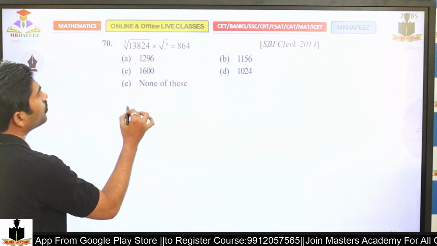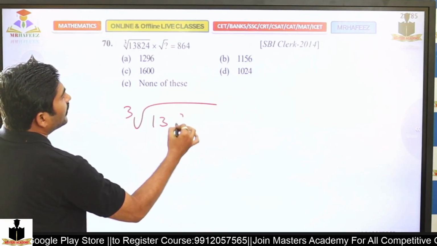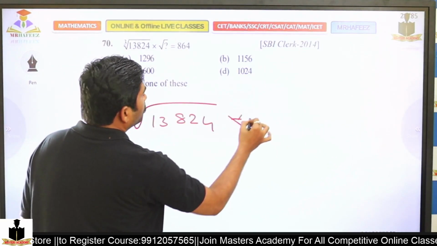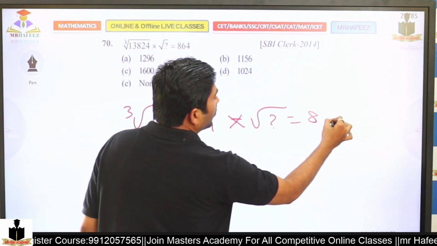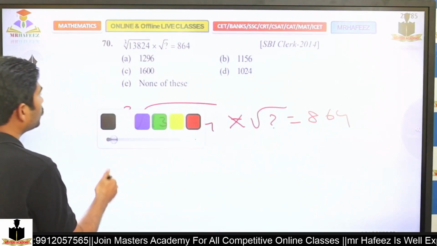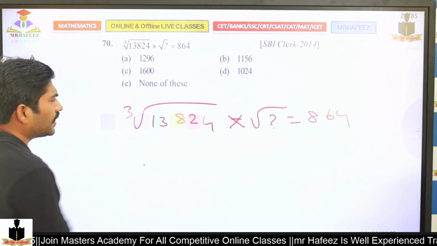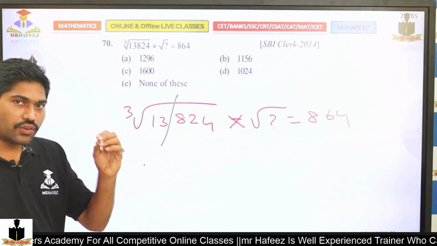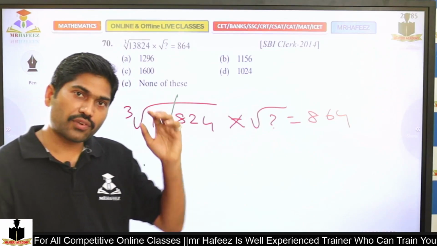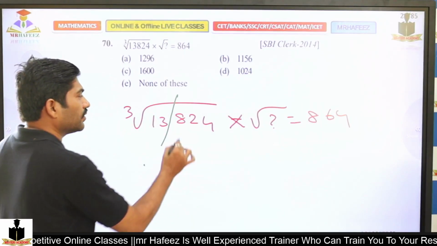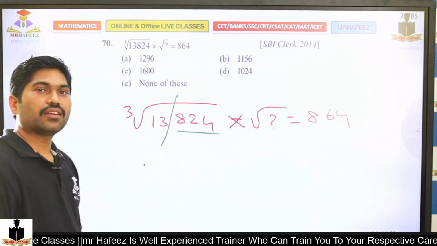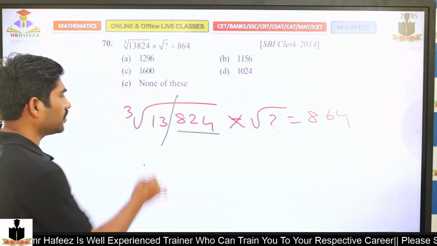Right. So cube root of 13824 into square root of question mark equals to 864. So moving to here. So 13824, whenever you are trying to find the cube root of it, what we should do, 3 digits should be taken. So 824 should be taken apart and 13 apart.